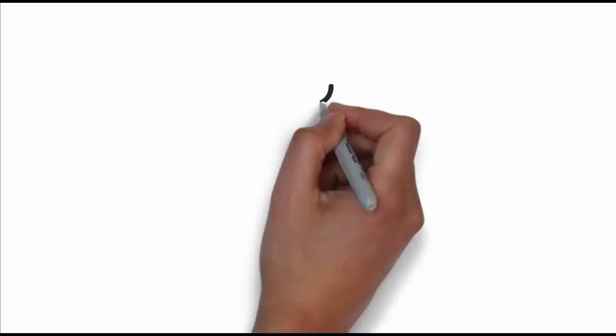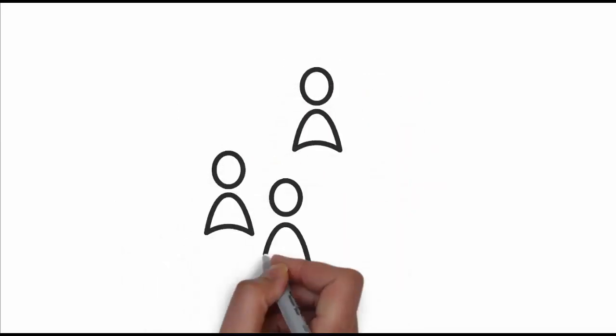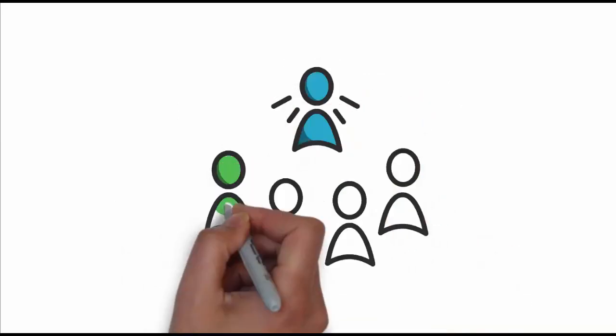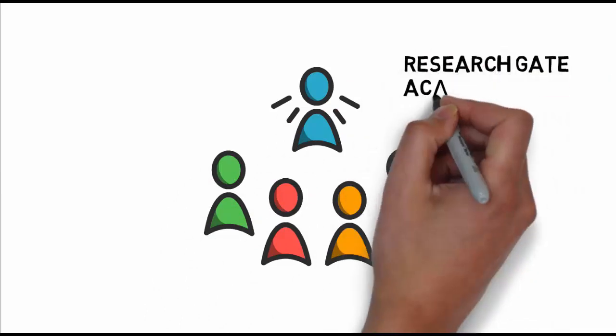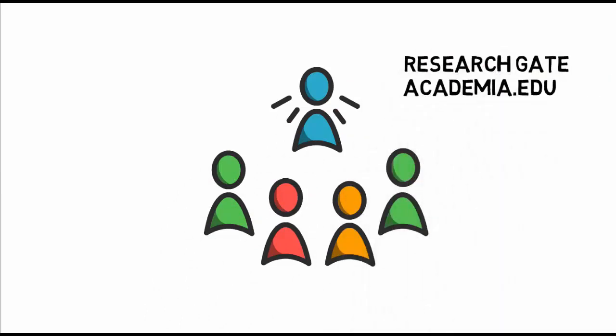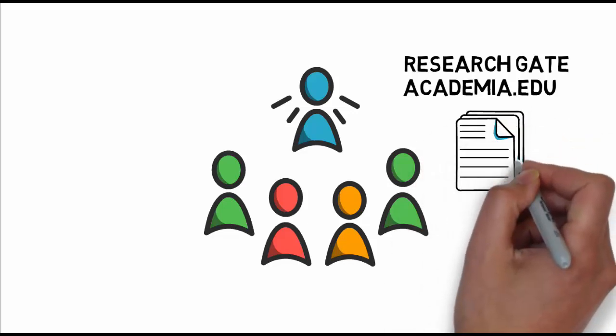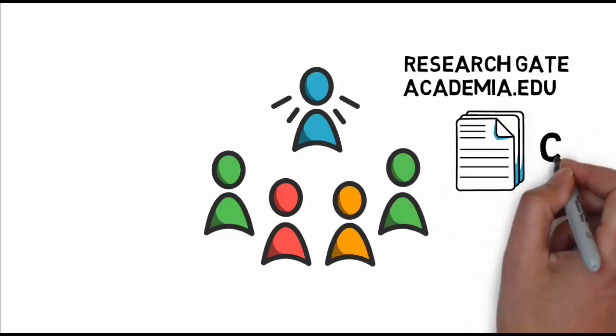Some more social platforms have also been created to increase networking and sharing between academics. Two examples are ResearchGate and academia.edu. On these platforms, you can share your research more widely. Just make sure you're careful of copyright restrictions on your work.